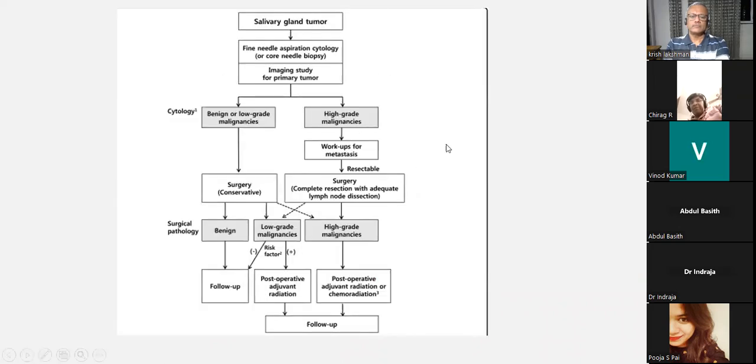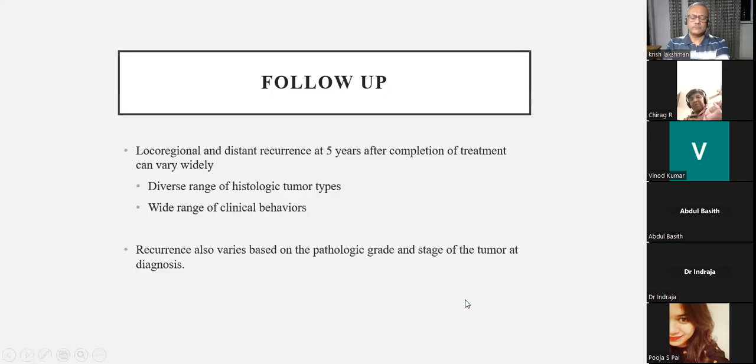This is the algorithm showing the management of salivary gland tumors. If it is benign, we can go for surgery and we should follow up the patient. If it is a high-grade malignancy, we should work up for metastasis. If it is resectable, we can consider surgery followed by post-operative radiotherapy and follow-up of the patients.